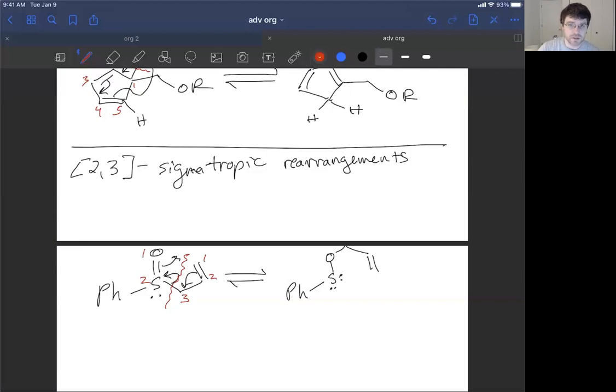You can do some ylide transformations with charges present in the molecule that can give rise to other types of rearrangements. But this is how you classify these things, and hopefully this helps us kind of understand these. For a lot of these, beyond the 3,3 sigmatropic rearrangement, they're kind of one-offs, and it just makes sense to practice them as needed. But anyway, that'll do it for the, I guess, part 2 of the sigmatropic rearrangements.